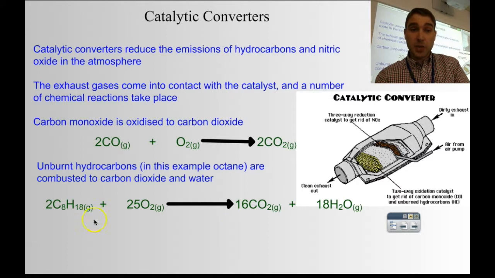Down here we have unburnt hydrocarbons, so from the petrol, if not all of the petrol gets combusted, you get some unburnt hydrocarbons coming through. They react with oxygen, essentially you get a combustion reaction occurring. Unburnt hydrocarbons are not good for the environment because they can produce things like peroxyacyl nitrates in photochemical smog reactions.